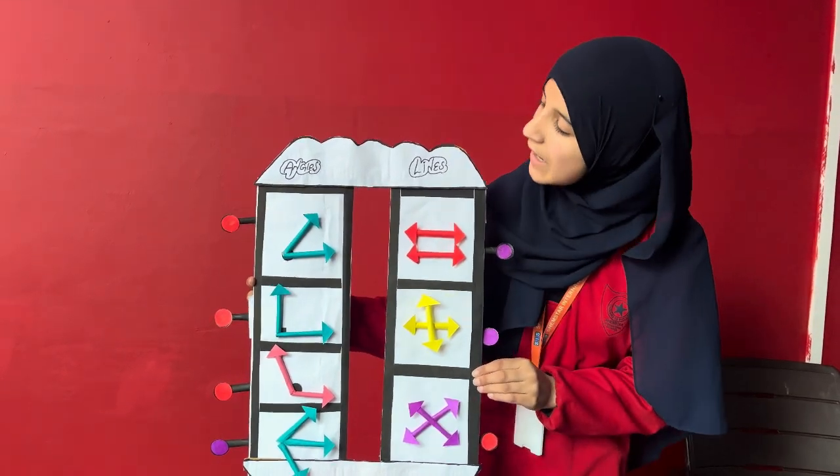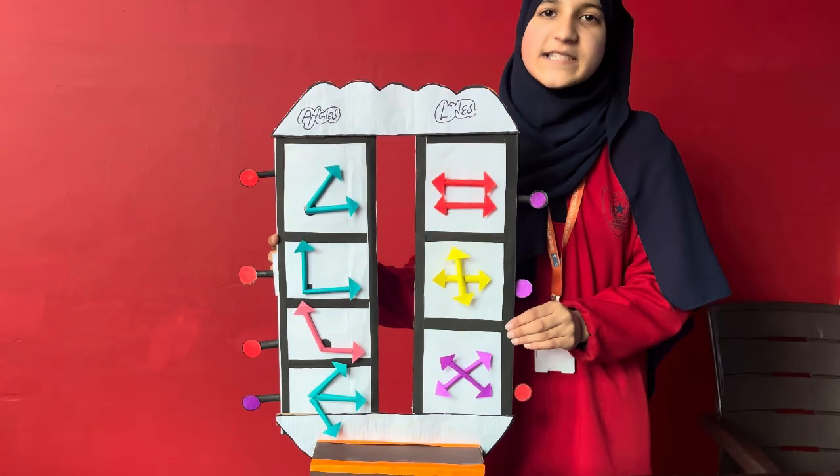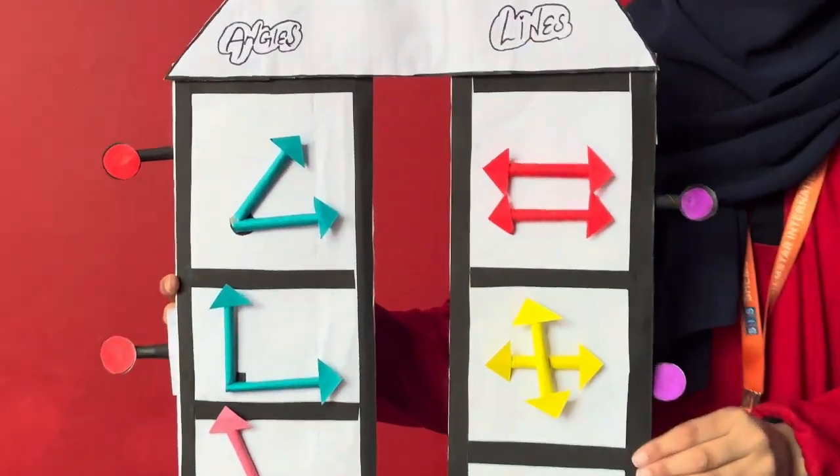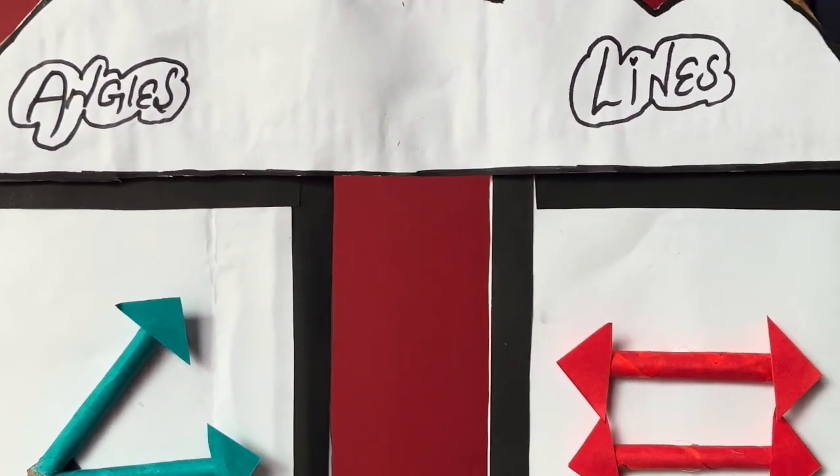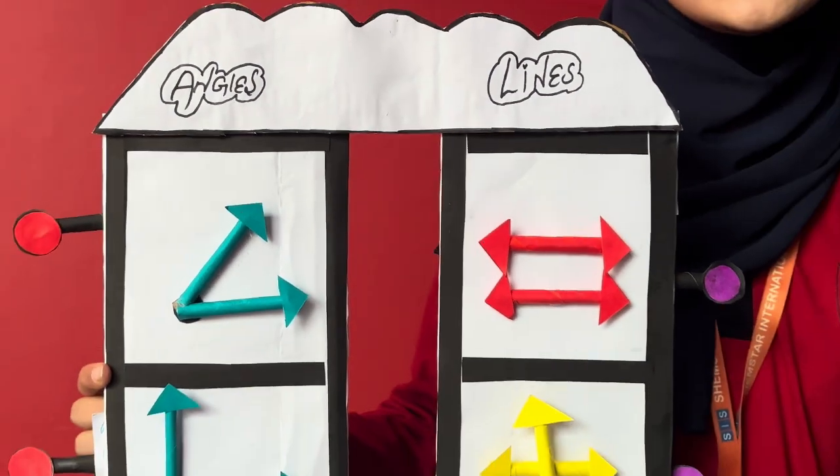Today my project is about angles and lines. What are angles and lines? Angles and lines are basic concepts of geometry. First, what are angles? First one is acute angle.